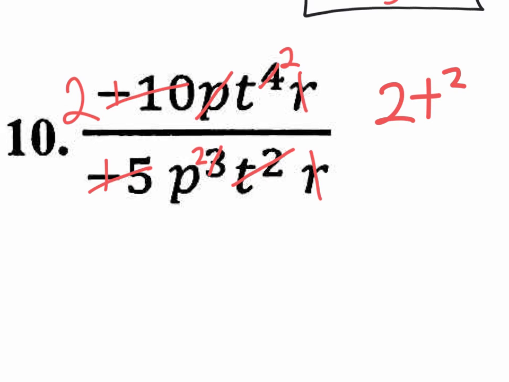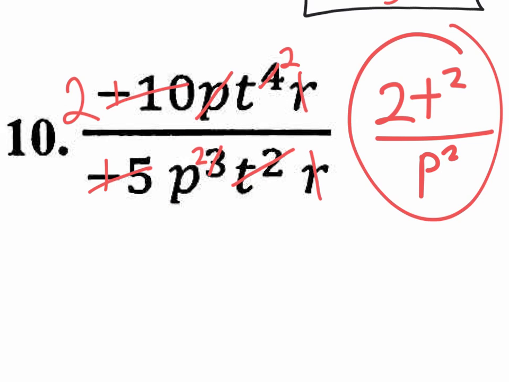2t squared. And on the bottom, what do we have left? There's no more 5. There's not even a negative sign. There's only p squared. And that's it. Everything else canceled out. Just p squared. P squared. There's your final answer on that one.